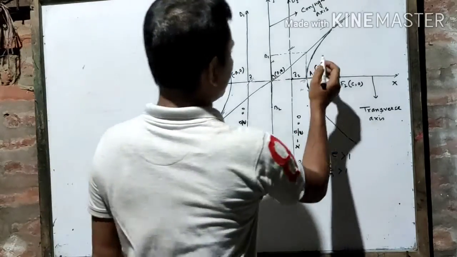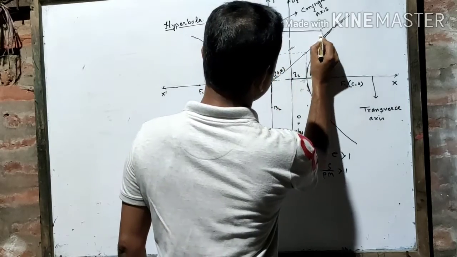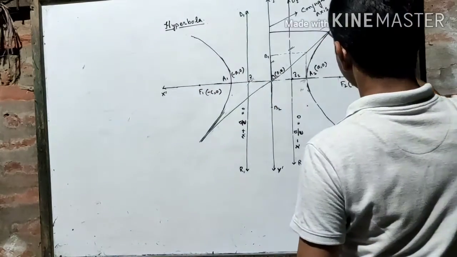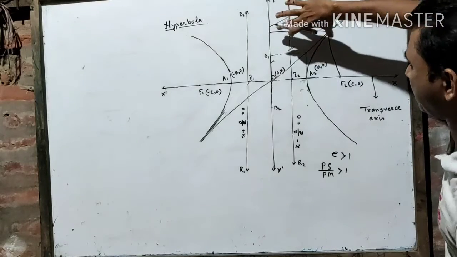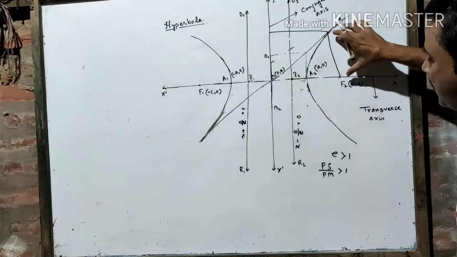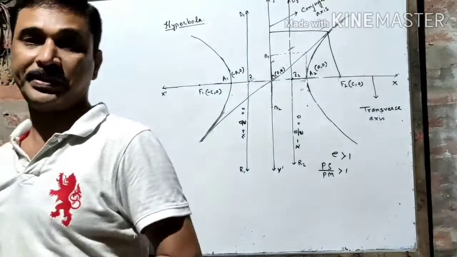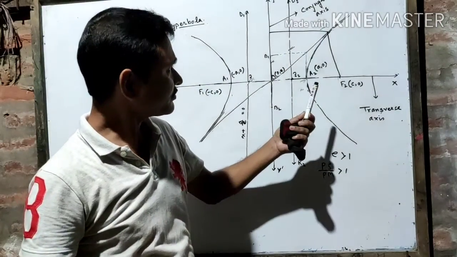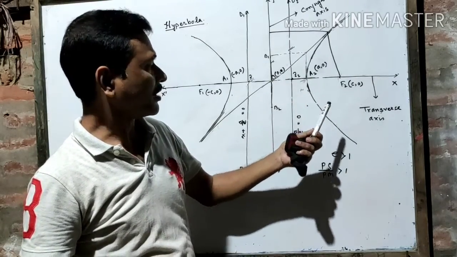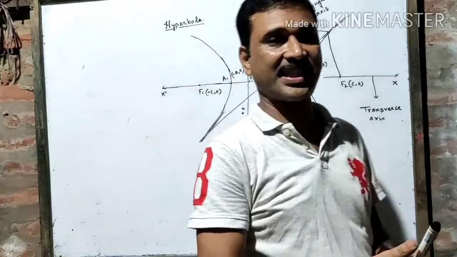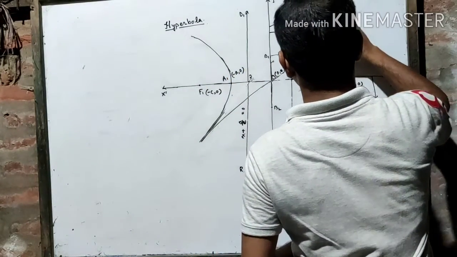Okay, just like this, if you take one point here, this is our PS, this is PM. So PM must be greater than PS in case of a hyperbola, and in case of an ellipse, PS is less than PM. Okay. One more thing.